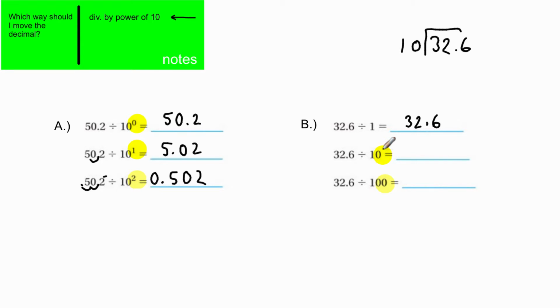It's just a pattern. The number of zeros you have equals the number of decimal places you're going to be moving it. So I see 1 zero. I'm going to be moving it one place to the left.